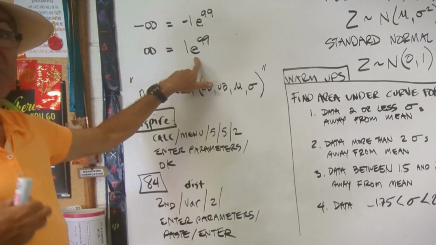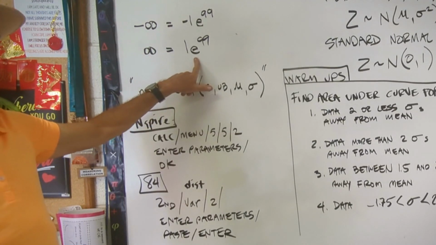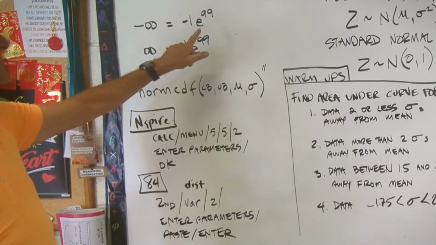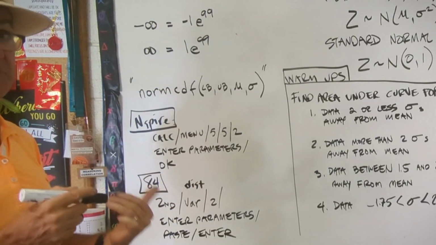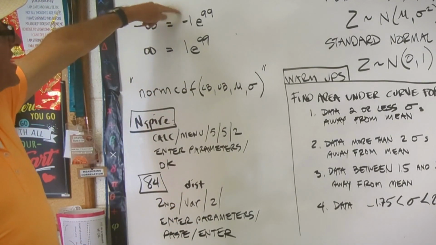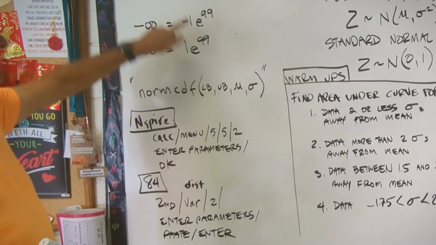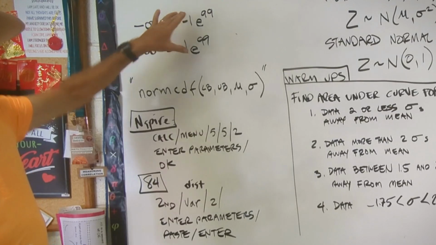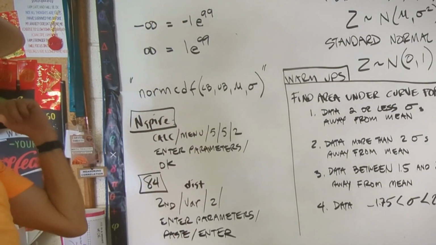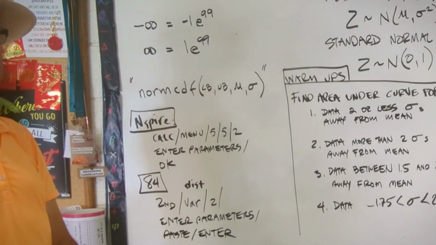The little e stands for exponents. It stands for times 10 to the. So this is 1 times 10 to the 99th, which is 1 with 99 zeros, a ginormous number. So either very negative, very tiny, or very large, very positive. That's how you fake the calculator out to say, basically, I want it all the way to negative infinity, or I want it all the way to positive infinity.